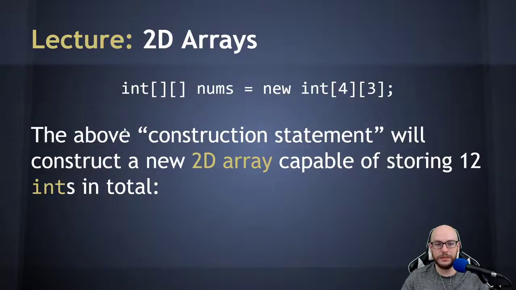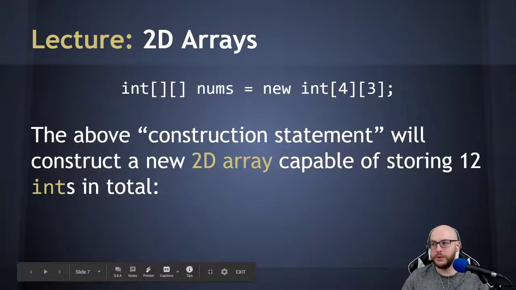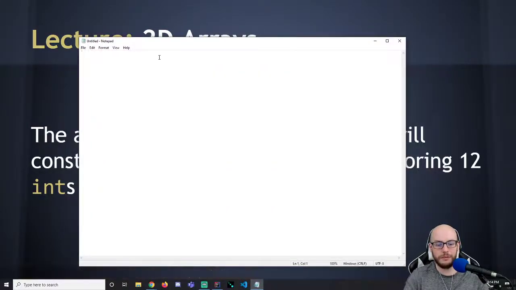Here we see a construction statement. That's going to construct a 2D array capable of storing 12 ints in total. So this is an integer array. All right, let me show you what I mean. If I had a board in front of me, I would write some stuff and cover it up, right? If we were just making an int array, it looks something like this. This is an array capable of storing ints. What the 2D array is, is an array capable of storing integer arrays. That's how I love to think about it.